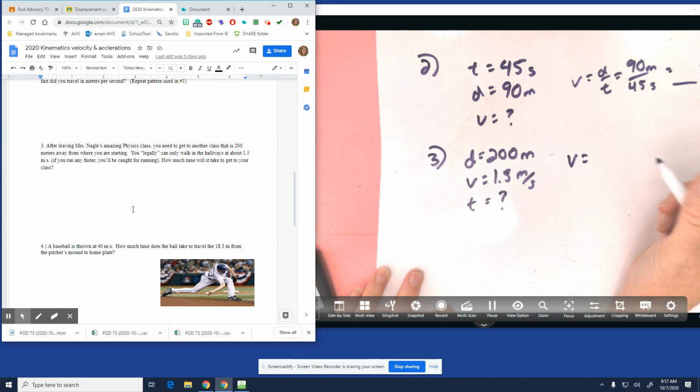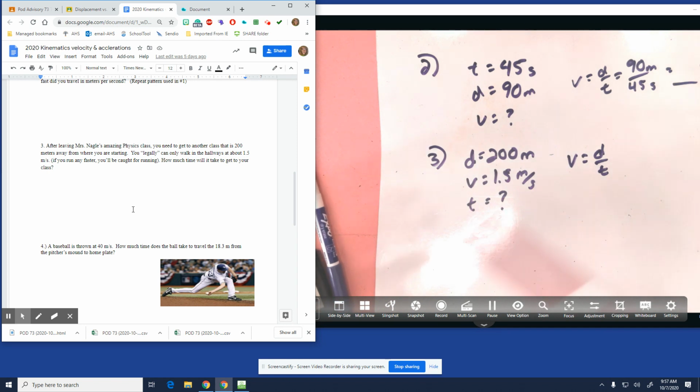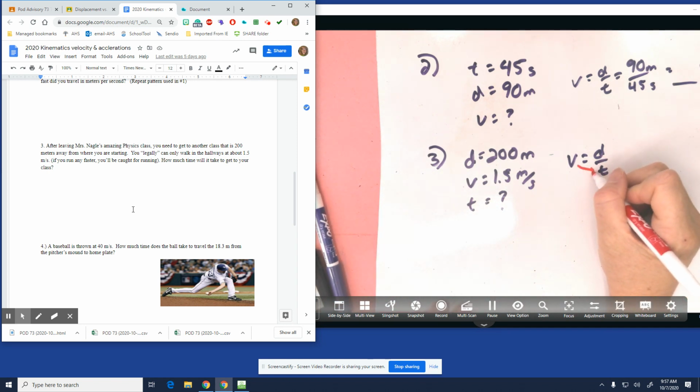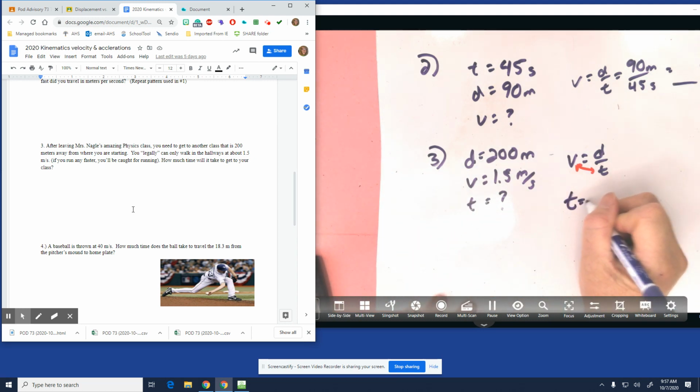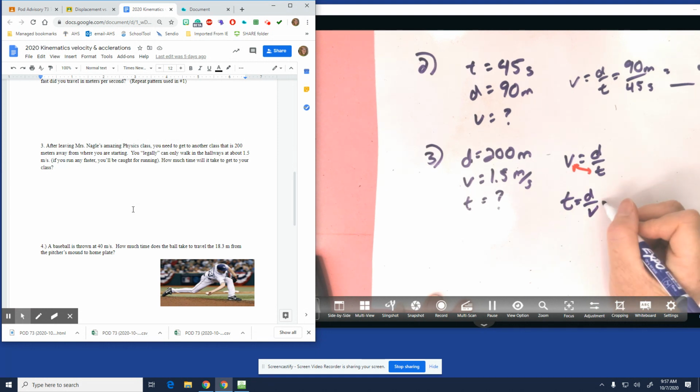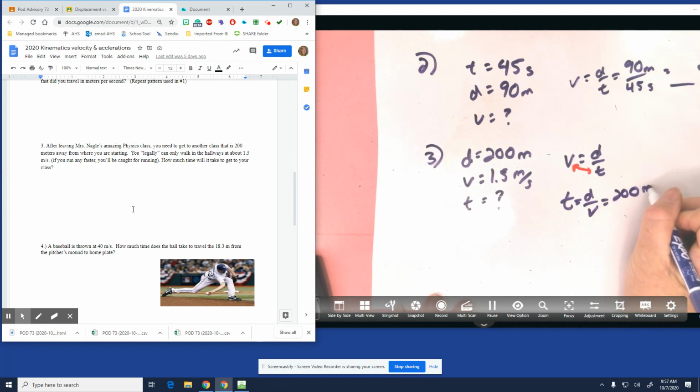So I take my velocity equals d over t. I have to solve for time. You can do it the long way, but if you're very lucky, you can see that when I have that formula, I can put the time up here and say d over v. I have 200 meters divided by 1.5 meters per second.